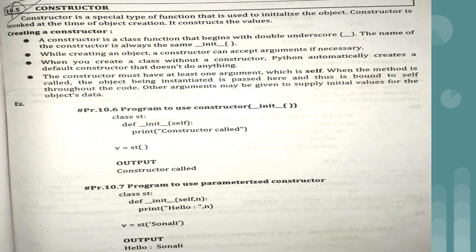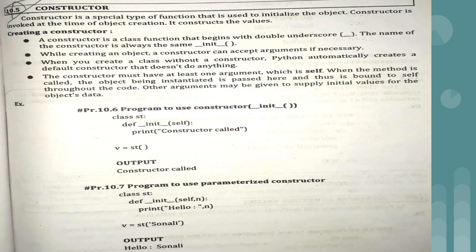So I'm just reading the steps to create the constructor. Basically, a constructor is invoked at the time of object creation, and the constructor is used to construct, or whenever you want to initialize some values or assign some value to a variable, in that situation we make use of a constructor.